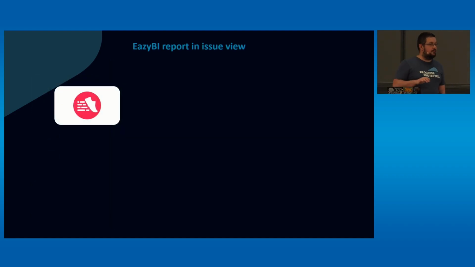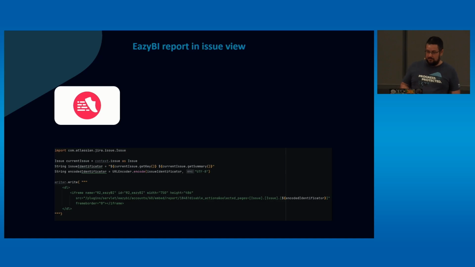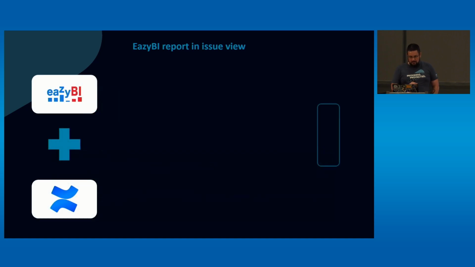It's like my friend Martin says, it's a pretty simple solution, and it's a shame to present this code. This code brings you the whole eazyBI report to your Jira issue view, like a web panel, and you can use eazyBI in every issue.